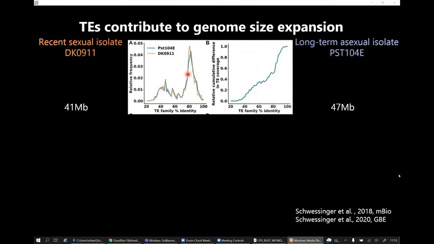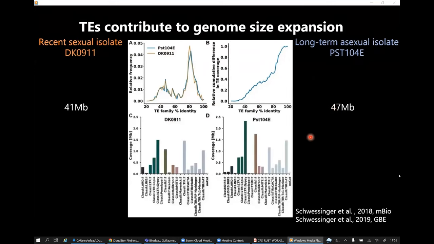So at this point in time, you either had a burst or, more likely, you had a retainment of these TEs in PST104E, because if you would date this, it would be a couple million years ago. And I don't think that these isolates are set apart or enriched.